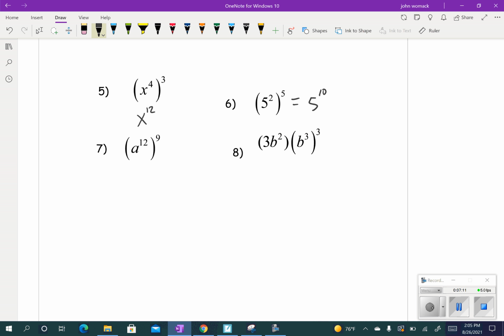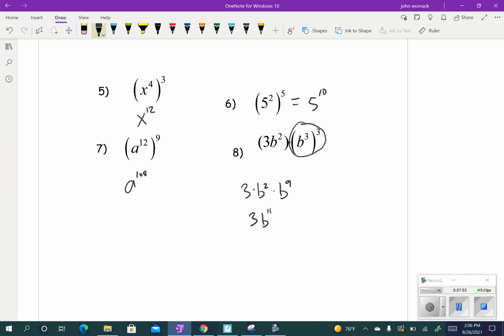This last one's a little different because I'm multiplying, but I also am raising that b to the 3rd to a power. So make sure you follow order of operations. I need to raise this to a power first before I can multiply. So I'm going to leave the 3b squared alone, 3 times b squared. B cubed cubed, power to a power, you multiply them together. Okay, the 3 stays the same, but the b squared times b to the 9th, now we're going to use that first rule, which we said, keep the base the same and add the exponents. So it ends up being b to the 11th.